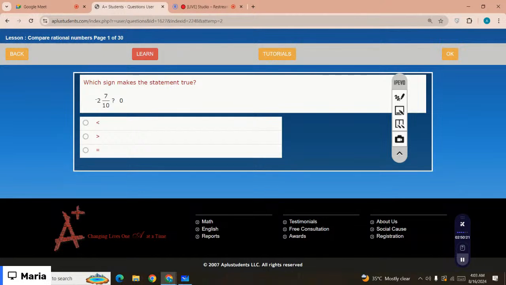Which sign makes the statement true? Negative 2 whole 7 over 10. You have to compare it to 0. So which is the correct option? Negative numbers are always less than 0, right? So negative 2 whole 7 over 10 is less than 0. The correct option is less than because negative numbers are always less than 0.